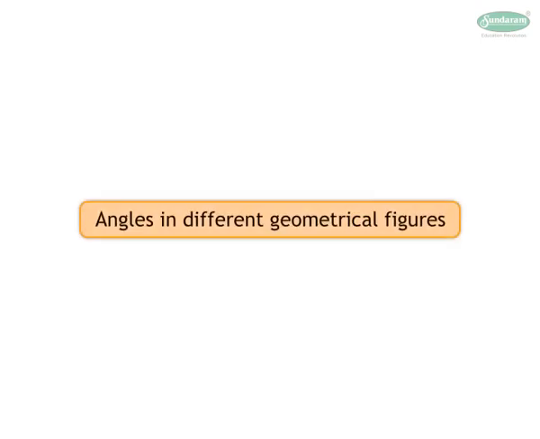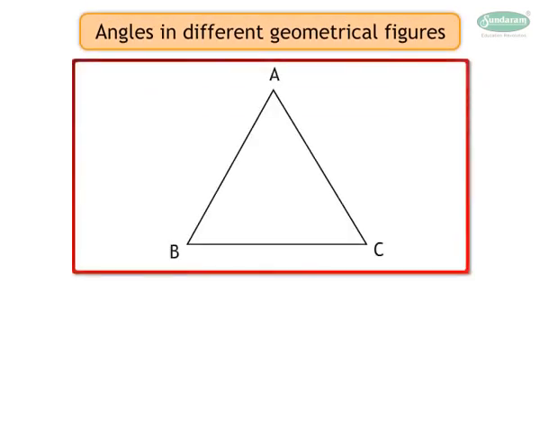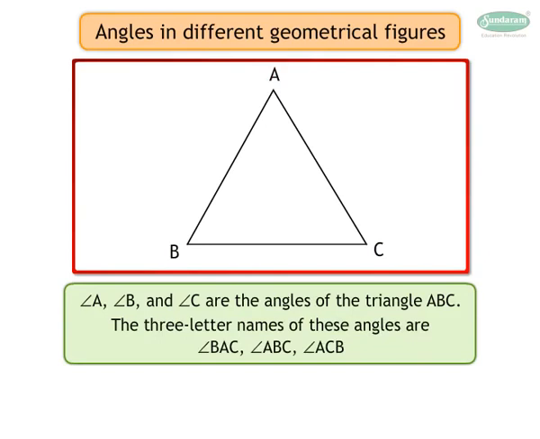Now let's learn about angles in different geometrical figures. Look at the figure of triangle ABC. Angle A, angle B and angle C are the angles of triangle ABC. The three-letter names of these angles are angle BAC, angle ABC, angle ACB.